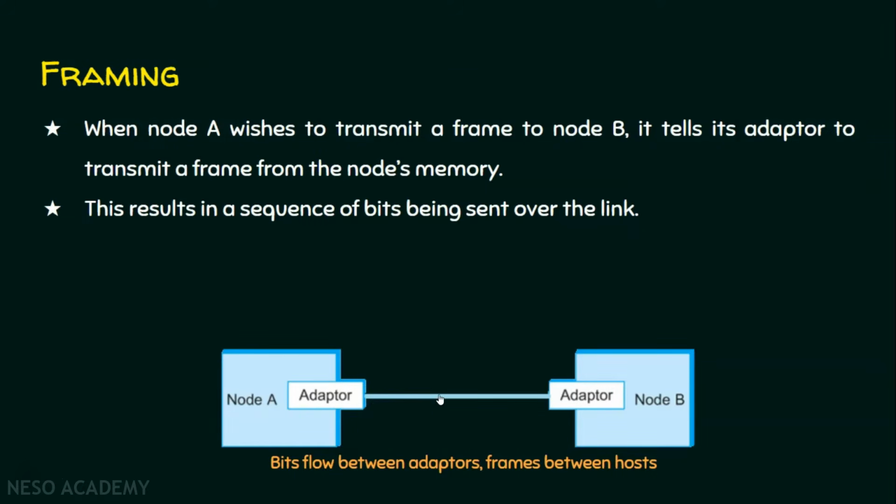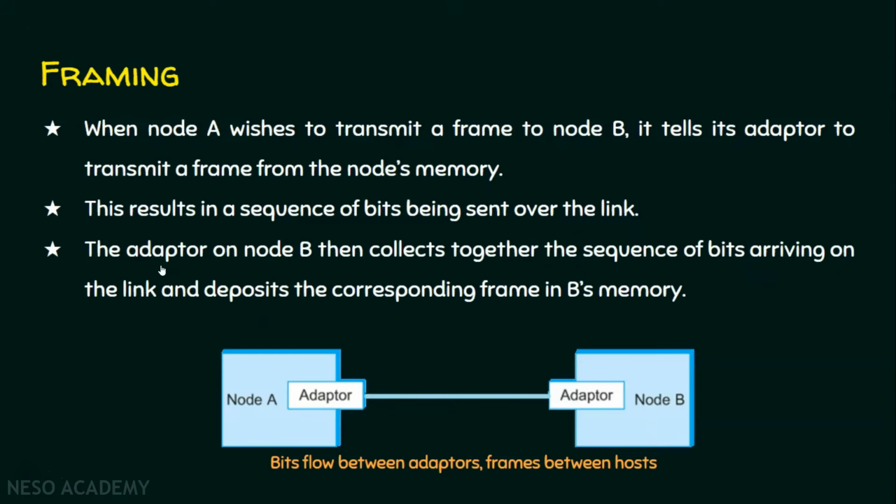After node A sends the data, now it's the turn of node B to deal with it. The adapter on node B collects together the sequence of bits arriving on the link and deposits the corresponding frame in B's memory. So we know A has sent the continuous sequence of bits, and B's adapter will receive all the bits and store them as frames in B's memory.